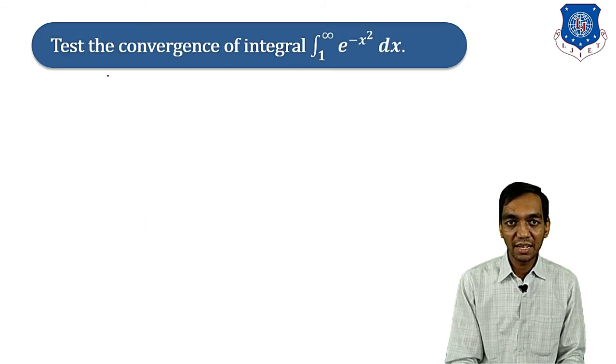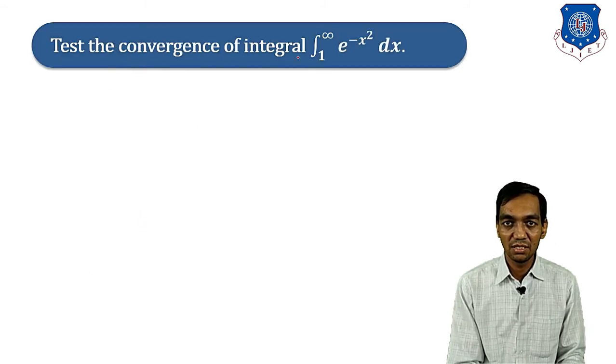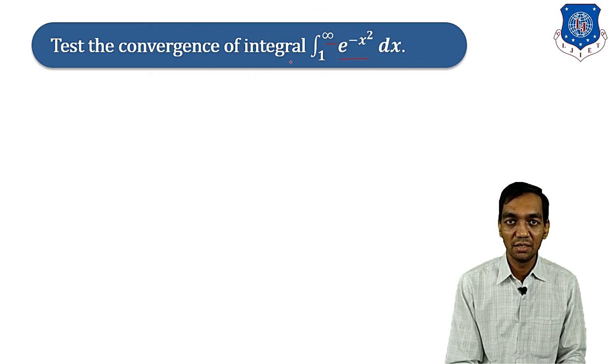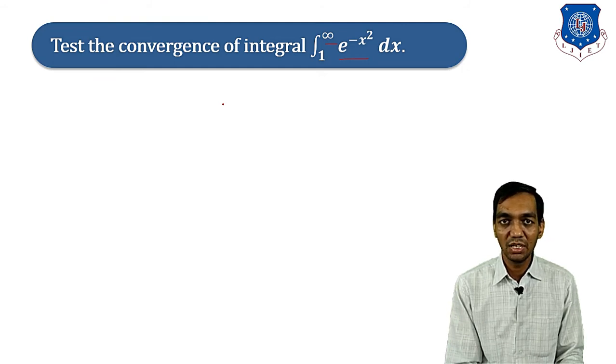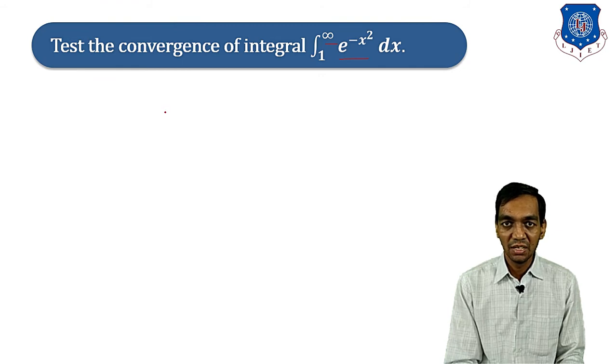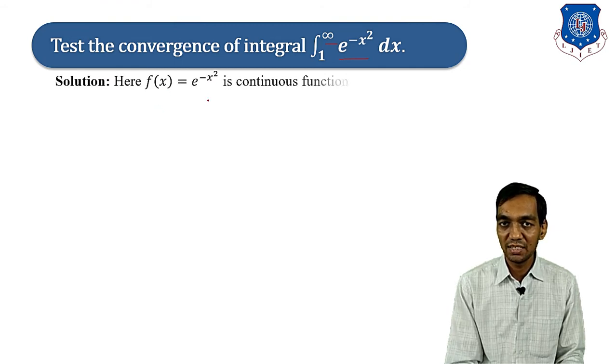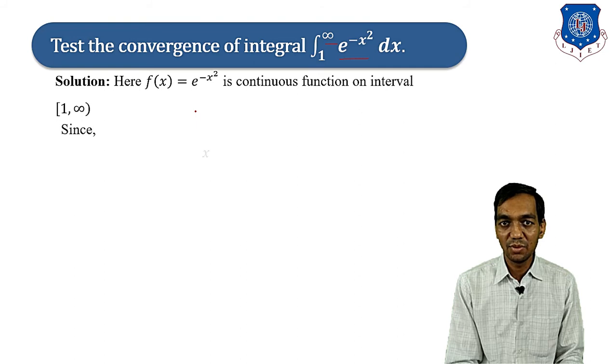Okay. The second example we have taken is to test the convergence of the integral from 1 to infinity of e raised to minus x square dx. Now e raised to minus x square is continuous everywhere, and here the limit is infinite. So generally the comparison test is only applicable for type 1 improper integrals. Please remember it. So here f(x) is e raised to minus x square, which is continuous everywhere on the interval 1 to infinity. And since we are already aware that x square is greater than or equal to x for every x greater than 1, correct?